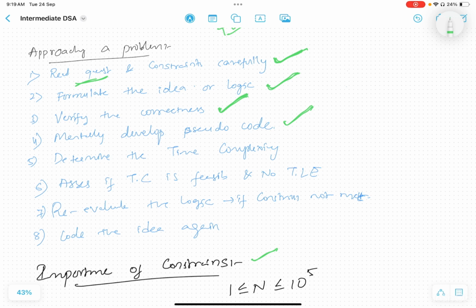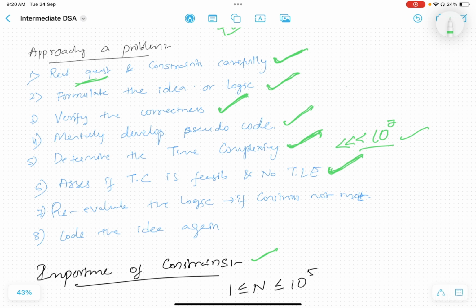When I say mentally develop a pseudocode, you can think whether your approach has a nested for loop, which is order of n square, or it's a single for loop but the number of iterations is halved, so it might run in order of log n, right? Then determine the time complexity, determine the order. Now, as we said earlier, after you have assessed the time complexity, see whether it is feasible and check that there is no TLE. That means, as I have discussed, whether your iterations are falling way less than 10 power 7, it's good.